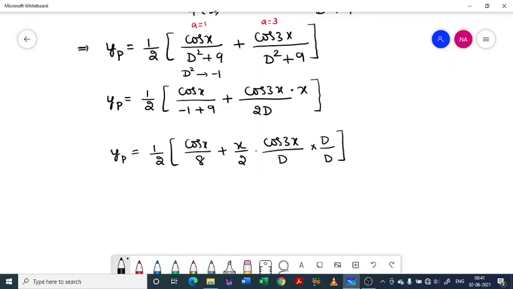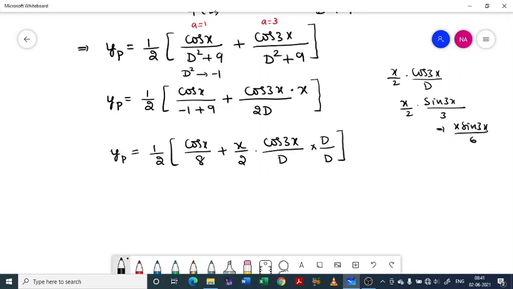As I said already, you have x by 2 into cos 3x by d, right? It will be, if you integrate x by 2 into sin 3x divided by 3. So finally you are supposed to get x sin 3x divided by 6.